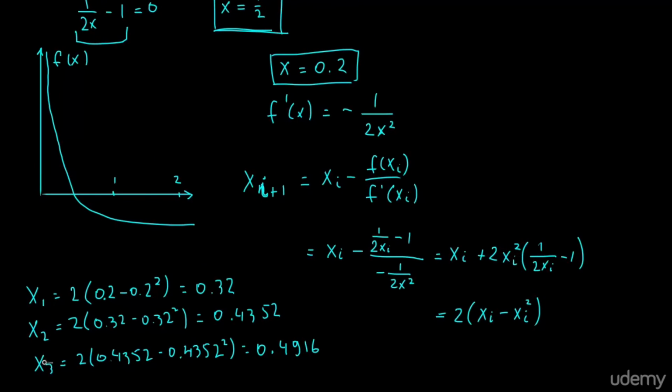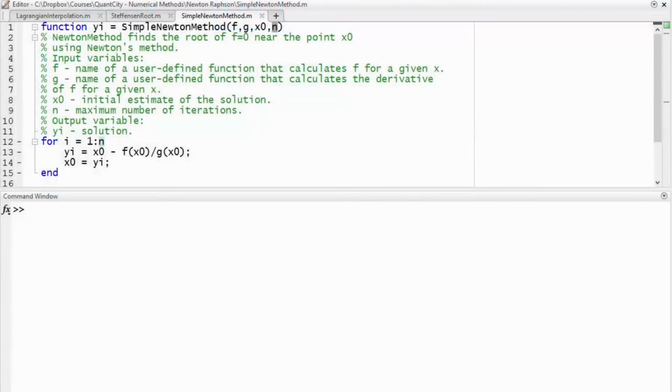So here it is. In just 3 iterations, we managed to get to within 1/100th of the actual value, and that's fairly quick, and that's why Newton's method is actually so popular.